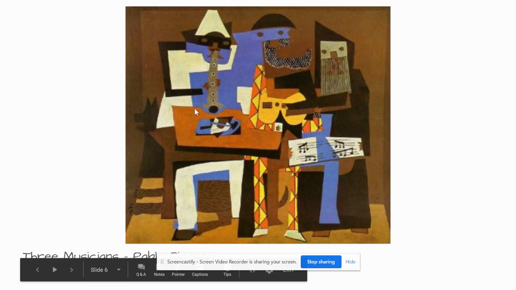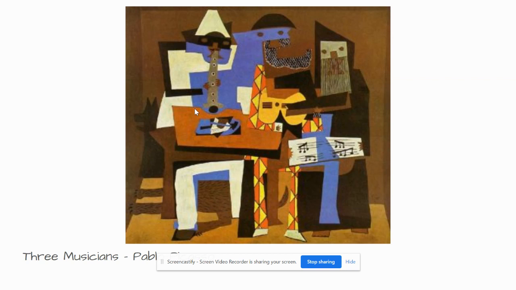But just another example of that Cubist style of not trying to represent figures realistically, as you can see here. None of these look like real to life people. But you can still tell with the use of shape and color what is going on in the painting, that there are three figures, that they have instruments, that they're playing music. But it's broken up and it gives it sort of a fun, more childlike and modern approach to painting.